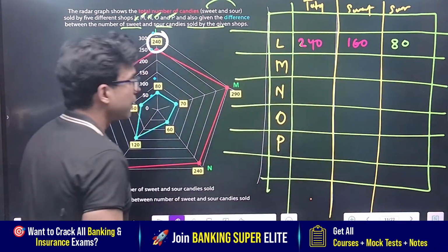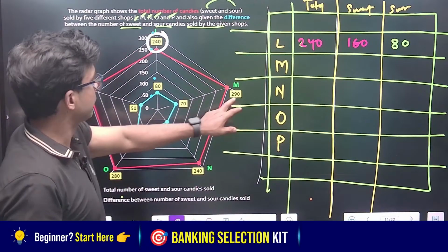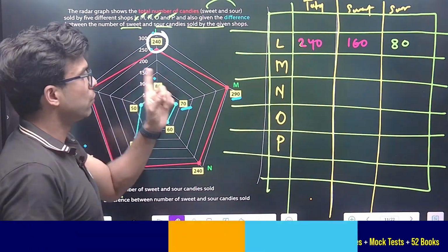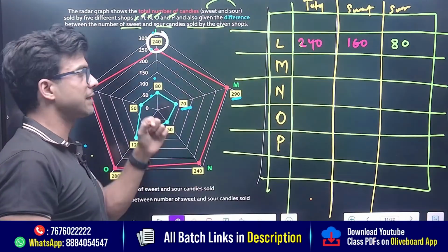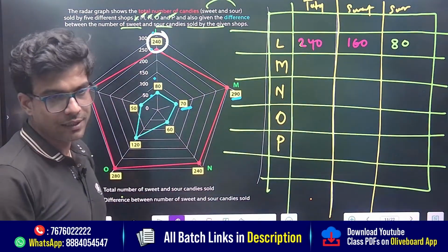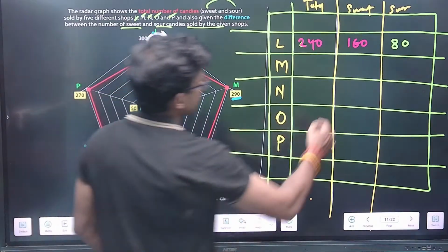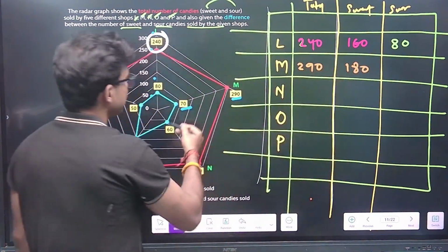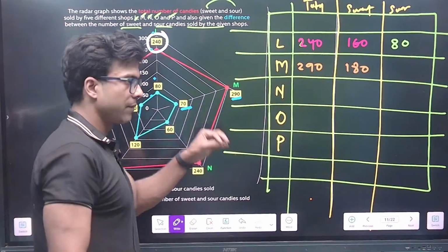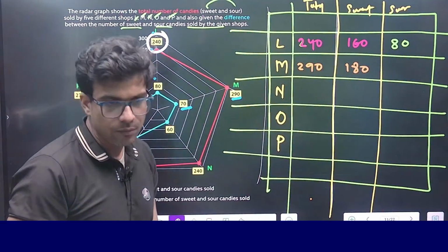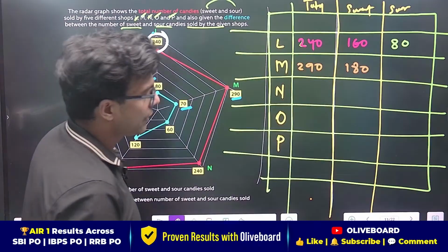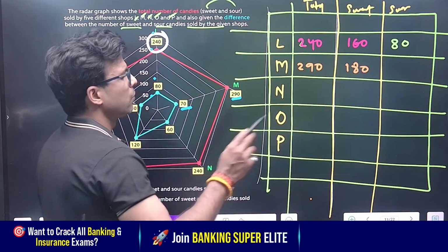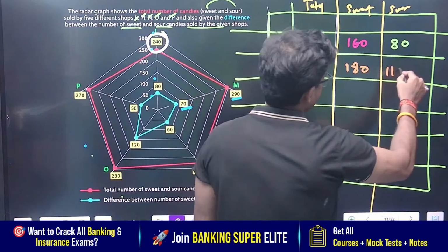Okay, once more. Again I am guiding you. Let's come to M. M is basically 290 plus 70. 290 plus 10 is 300, plus 60 is 360. 360 divided by 2 is 180 if the sum is 290. Now 290 minus 70 would be how much? 220. 220 divided by 2 is 110.